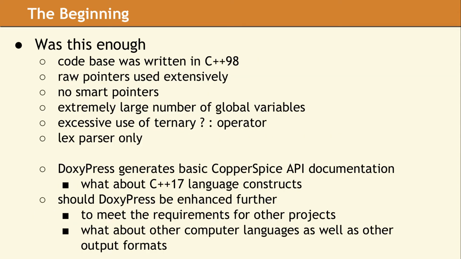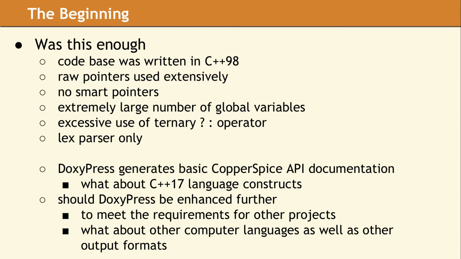But was this enough? We started to really look at the code base for DoxyPress, and it was written in a C++ 98 style. There were raw pointers everywhere, no smart pointers, a large number of global variables, and a Lex parser only. So we started to ask ourselves, what did we need to do to make DoxyPress a really viable product?